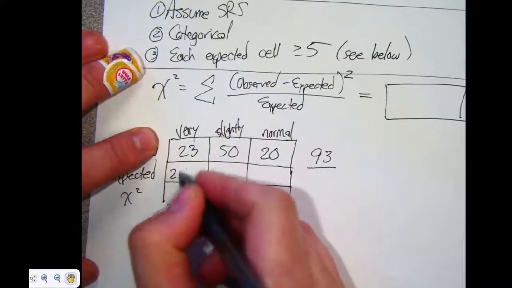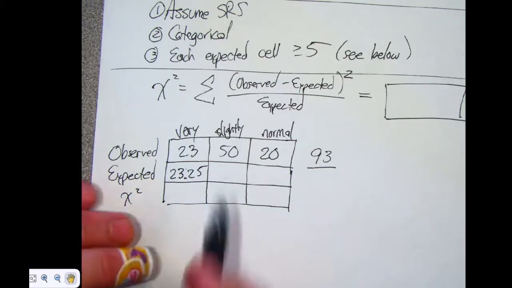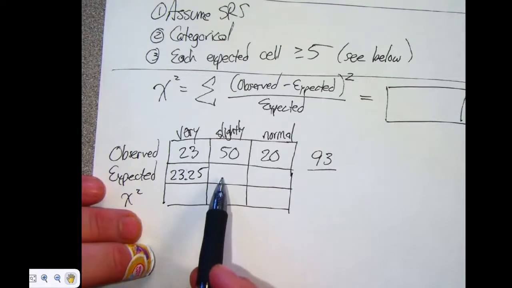So it's 23.25. Oh, so you can have an expected as a decimal. Yeah, you can't have an observed as a decimal, but you're expected. That's like an average, so like an average can be a decimal. What percent would I expect to have slightly? What percent?